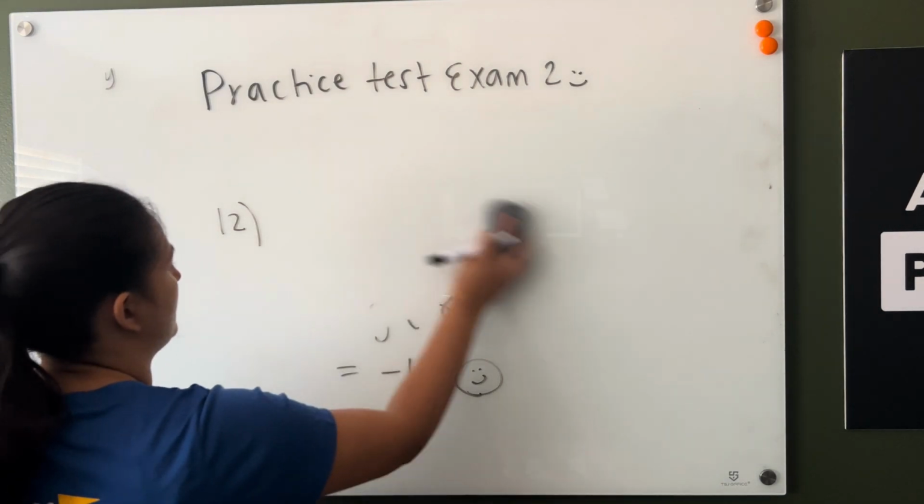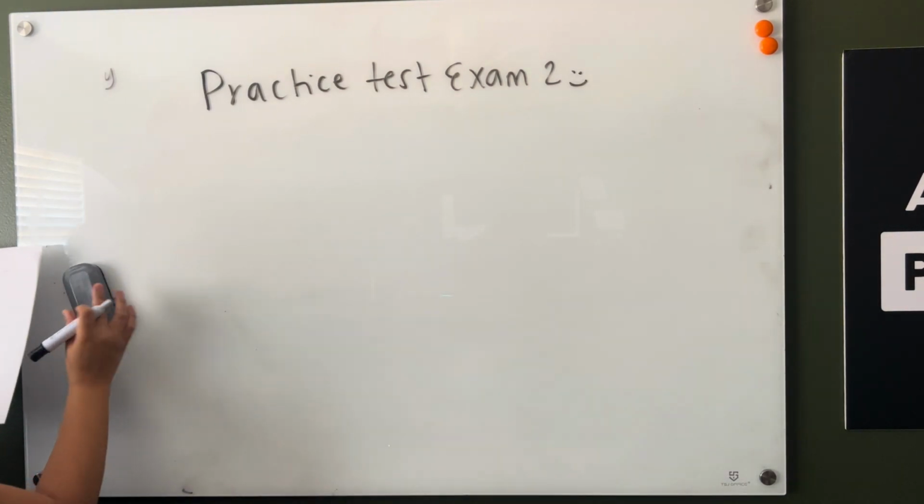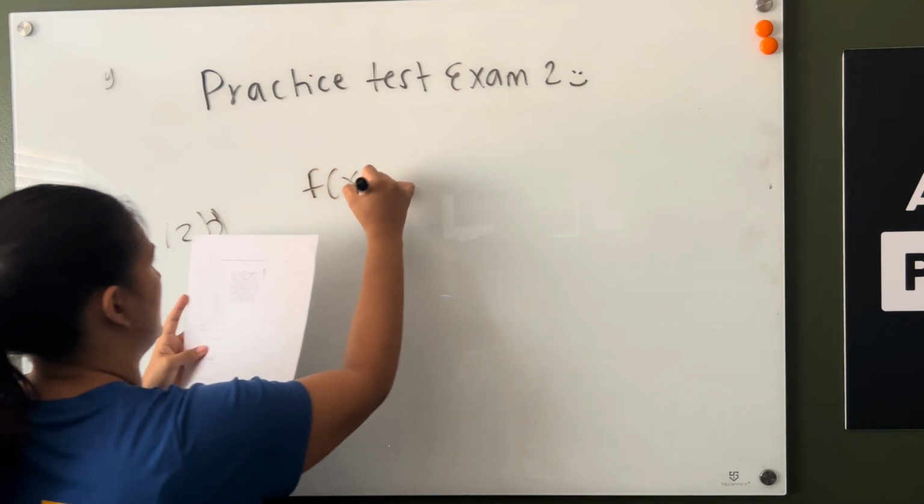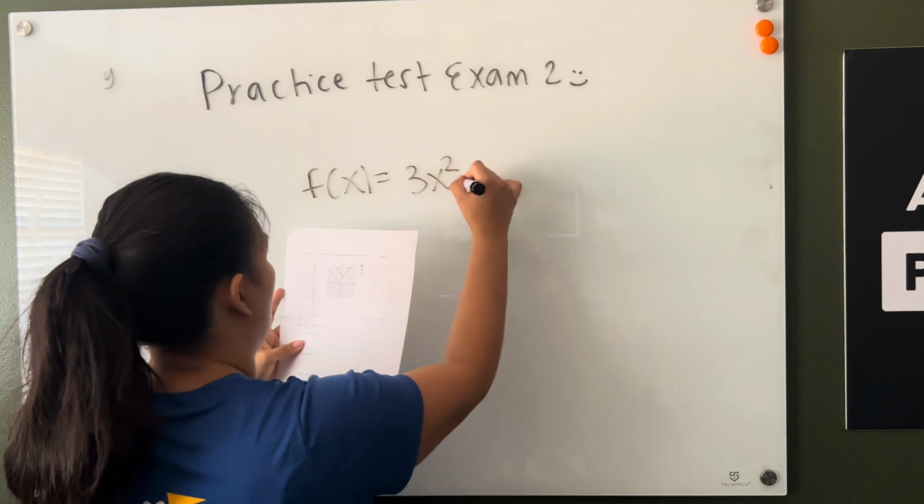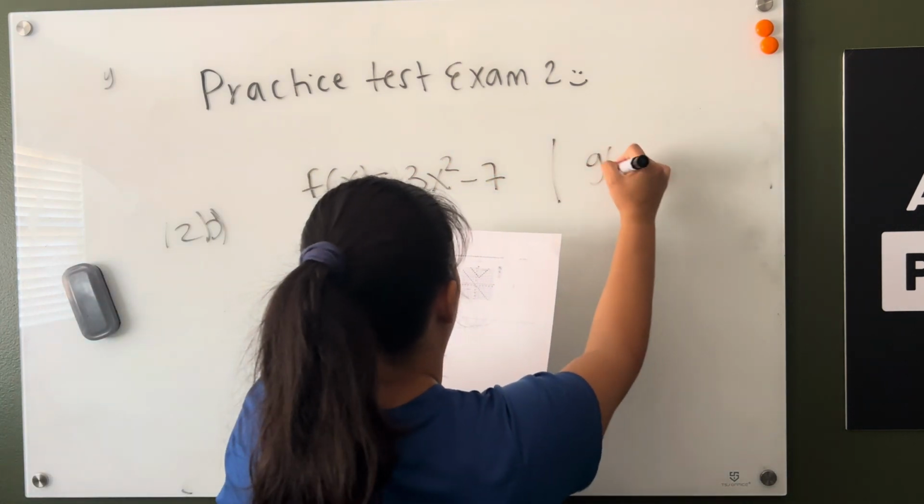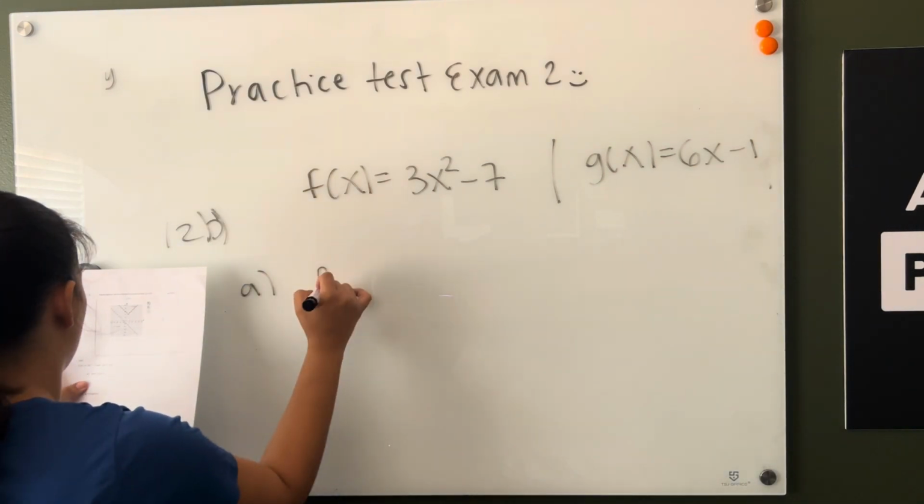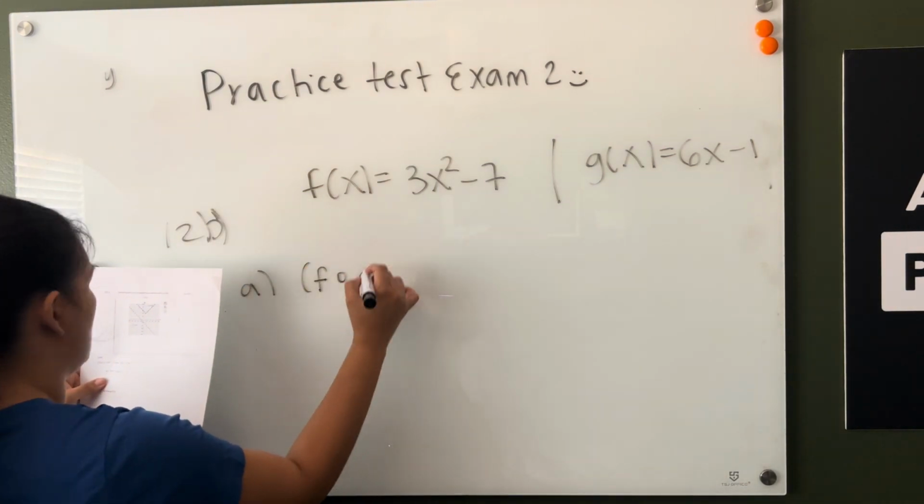Alright, you gotta look at the functions for this. Alrighty, 12b, now we have two functions and we're gonna do different operations with them and have some composition going. Okay, so for part A, it's saying find f of g of x.